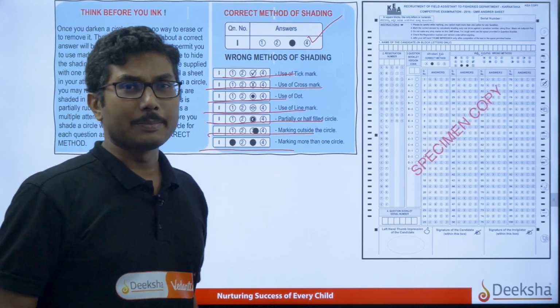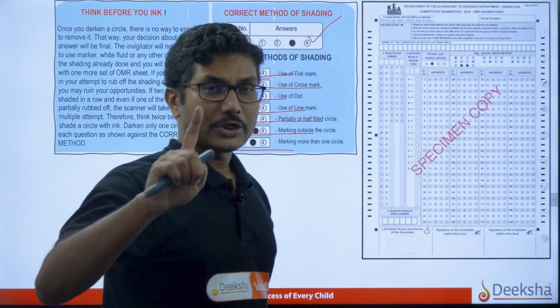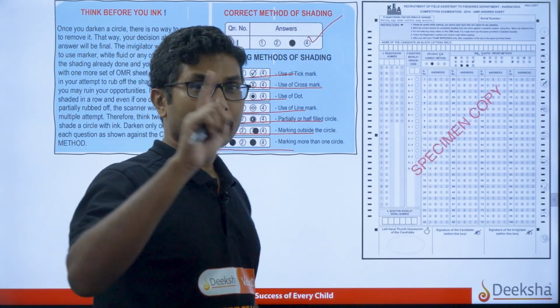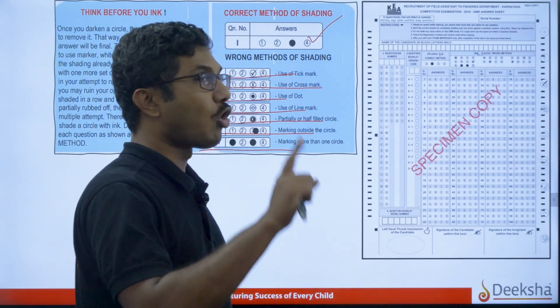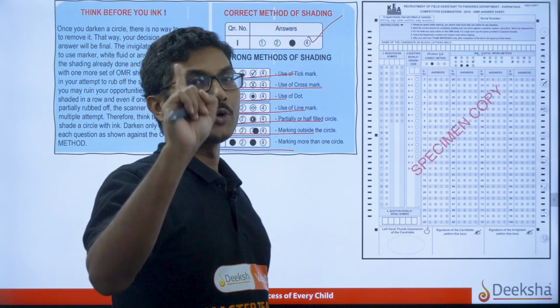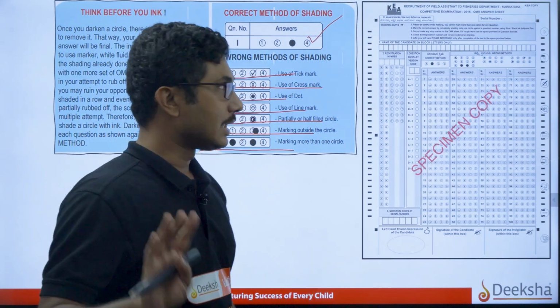You cannot mark multiple answers in a single question. If a question has one correct option, you have to mark that correct option only, and for KCET there are no multiple correct answer options. Only one option is correct and you have to mark only the correct option. If you mark multiple options, that will be incorrect.